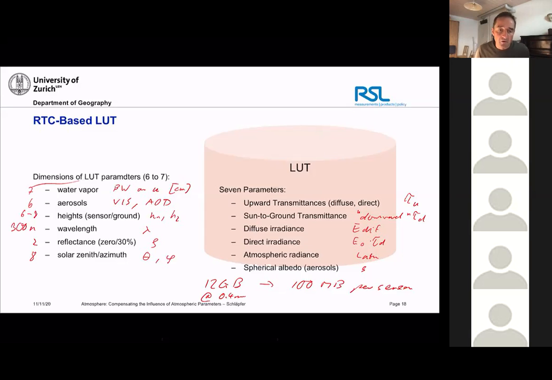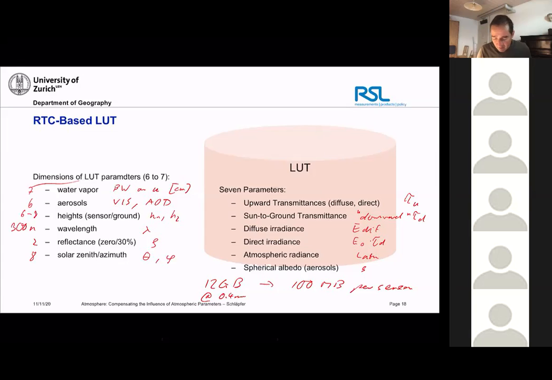Radiative transfer is a complicated method. So the calculation of the lookup table, as we did it now, takes about a few weeks of calculation on a computer, and then we get the lookup table redone. So this is not calculated every day. Only if there are major changes in the radiative transfer code, we have to recalculate the lookup table. This takes a long time.